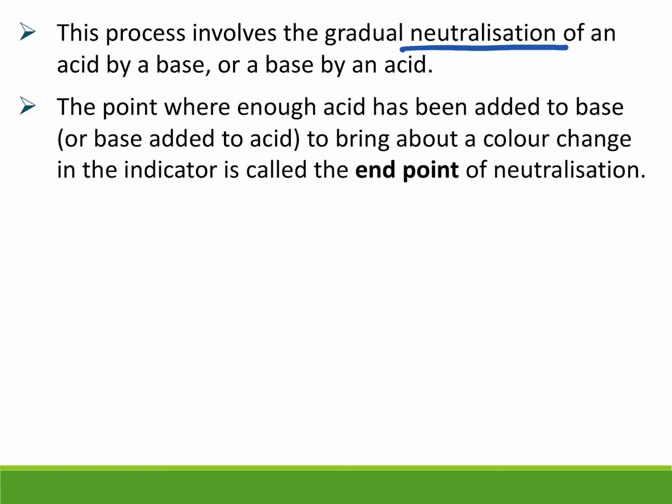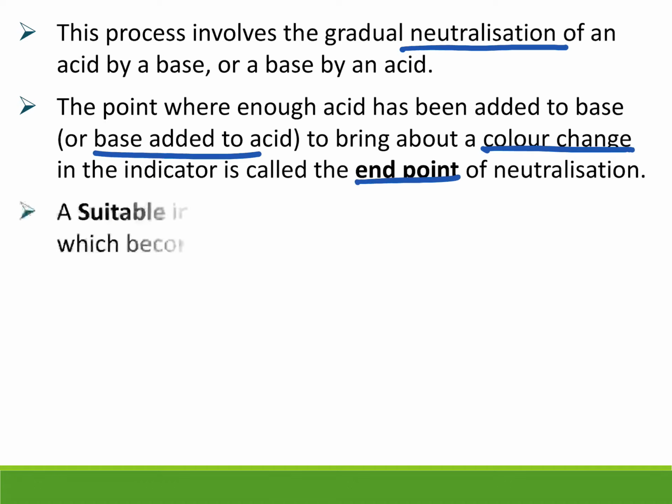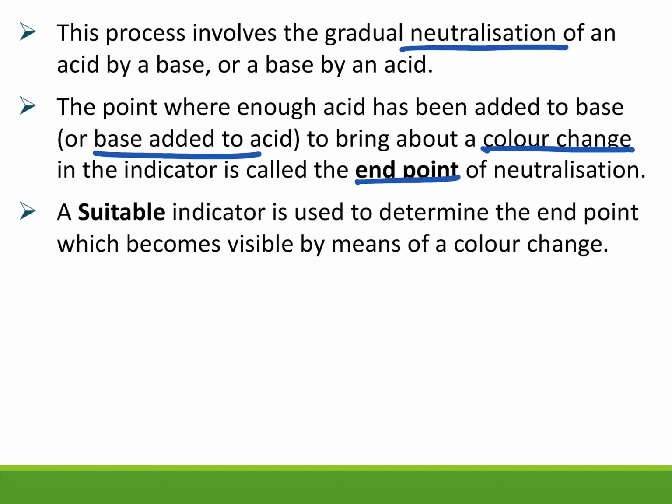The end point, which is what we're trying to get to, is how we know to find the concentration. It is where just enough acid is added to a base, or base to an acid, that we get a color change in the indicator we chose. This is called the endpoint. So we have to be able to choose our indicator correctly. How do we choose the indicator correctly? By knowing what type of salt we're going to get, which is what the hydrolysis was for. So we've always got to choose a suitable indicator.